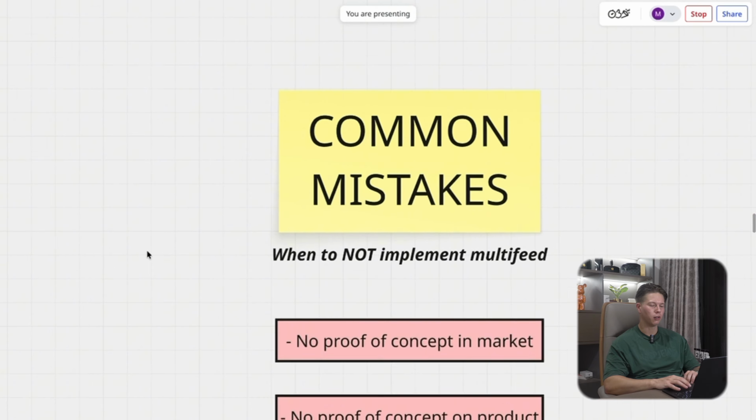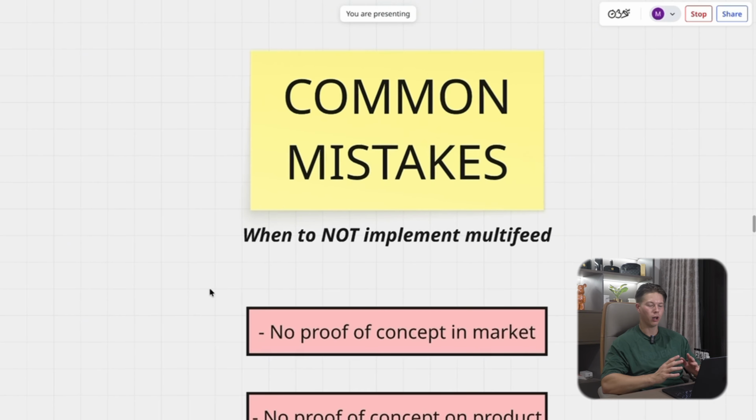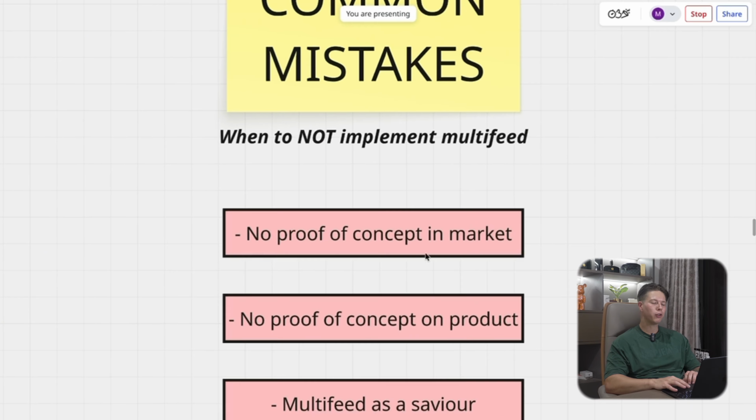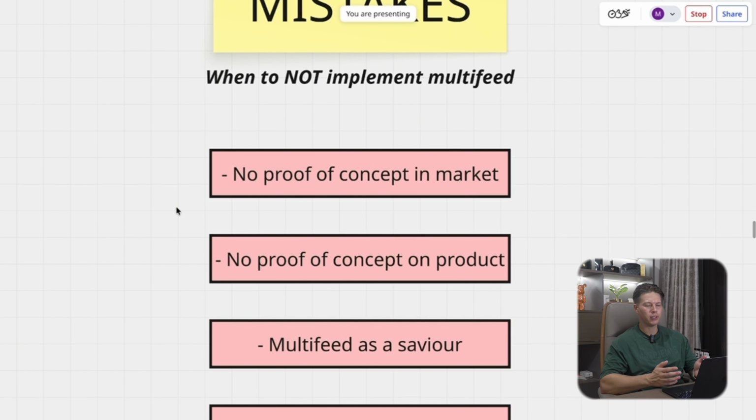Then the common mistakes: when not to implement a multifeed. Whenever you have no proof of concept in the market you are advertising in yet, I would never recommend a multifeed, because it's not a way out. It's not a savior or anything. It's more an add-on to your business. Whenever you have revenue at a healthy ROAS, then the multifeed will add something to your business.